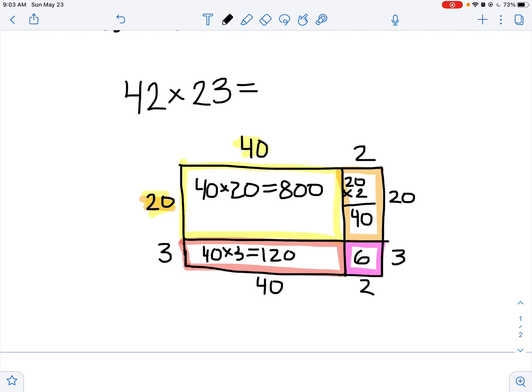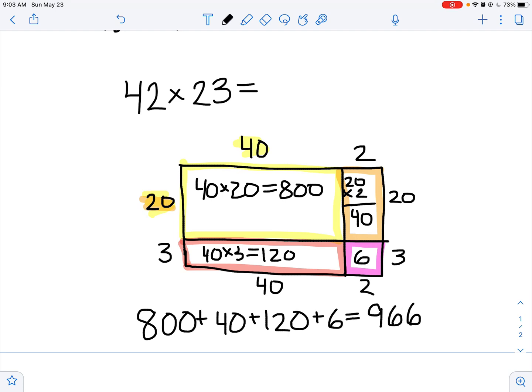And now all we have to do is add up all of our products. So we have 800 plus 40 plus 120 plus 6. And when I add them all together, I get 966 as my product, my total.